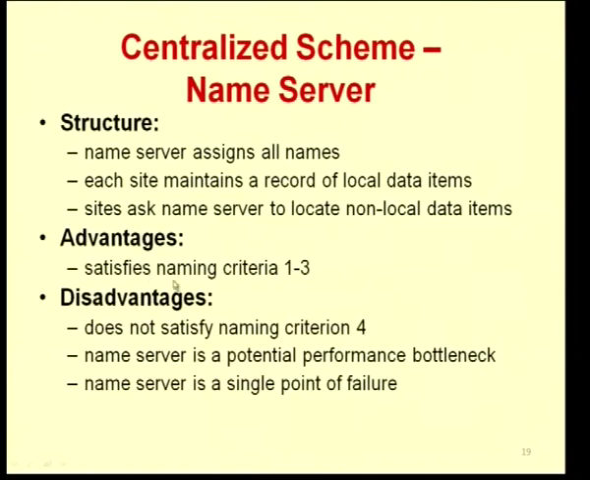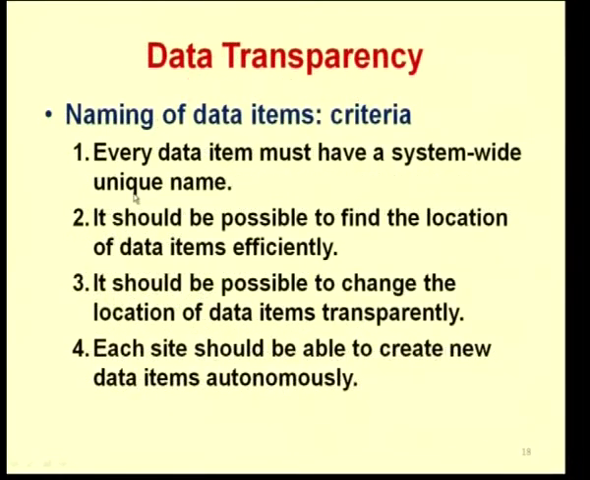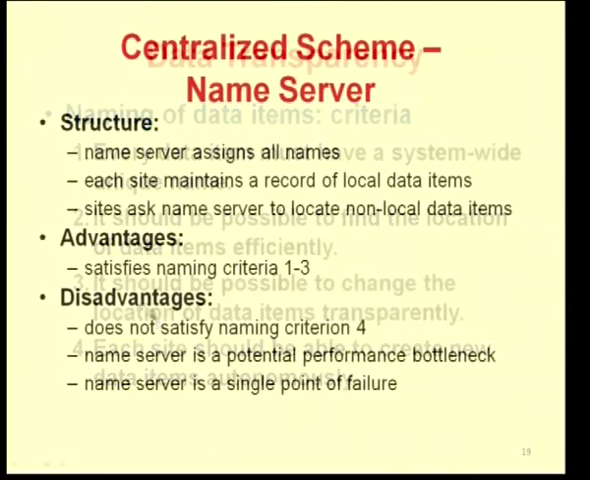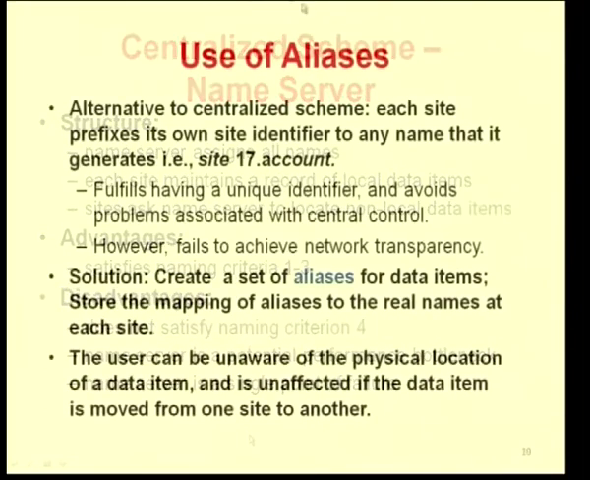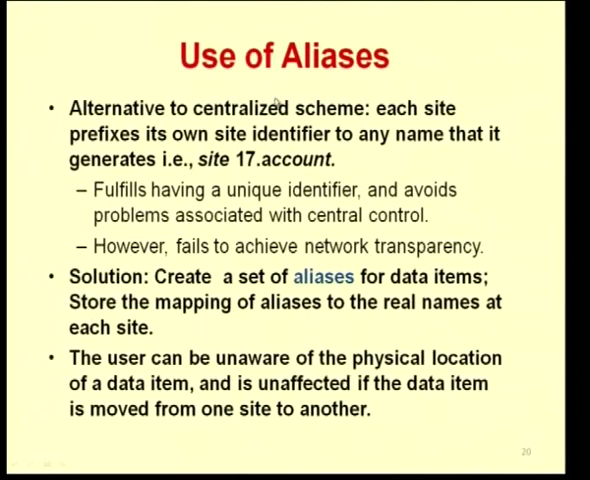Advantages: it satisfies these three criteria. Every data item must have a unique name, yes. It should be possible to find the location, yes. It should be possible to change the location. But the disadvantage: it does not satisfy naming criterion 4, which is to create new data items. The name server is a potential performance bottleneck because everyone is going to contact the name server, and also obviously a single point of failure. So, you have what are called aliases.